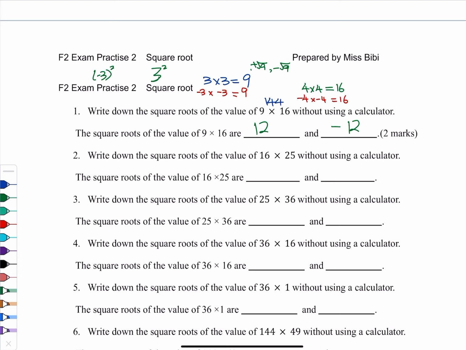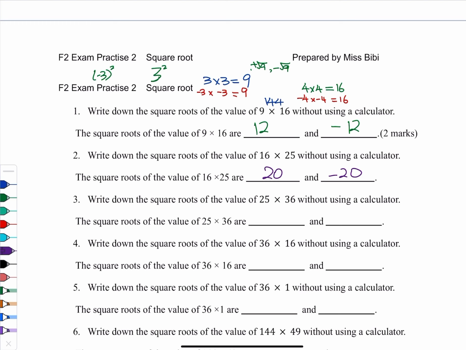Next, since you know you can use a calculator, so do it. Or you could do it in your head. What times what is 16? 4 times 4. Then what times what is 25? 5 times 5. So 4 times 5 is 20. So I will know that it's 20 and negative 20. Also do the next one.